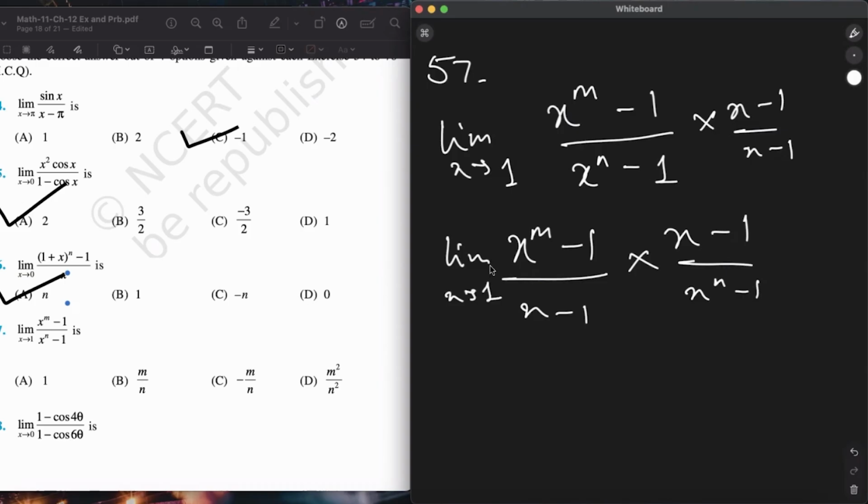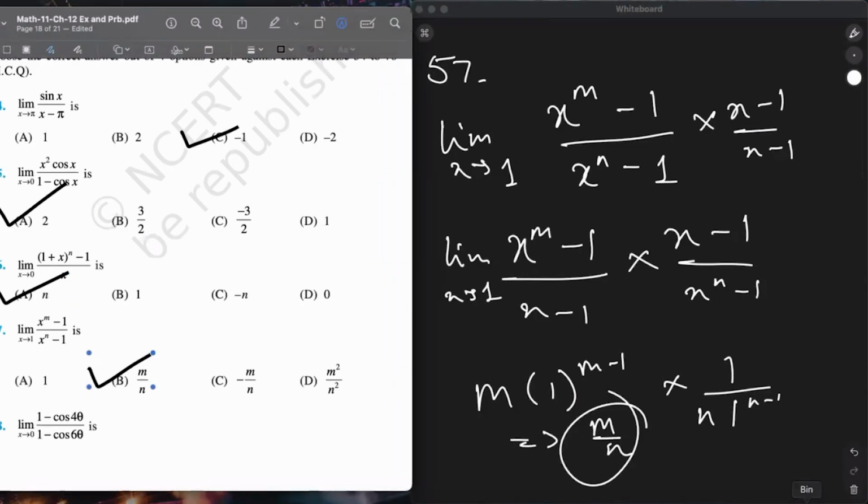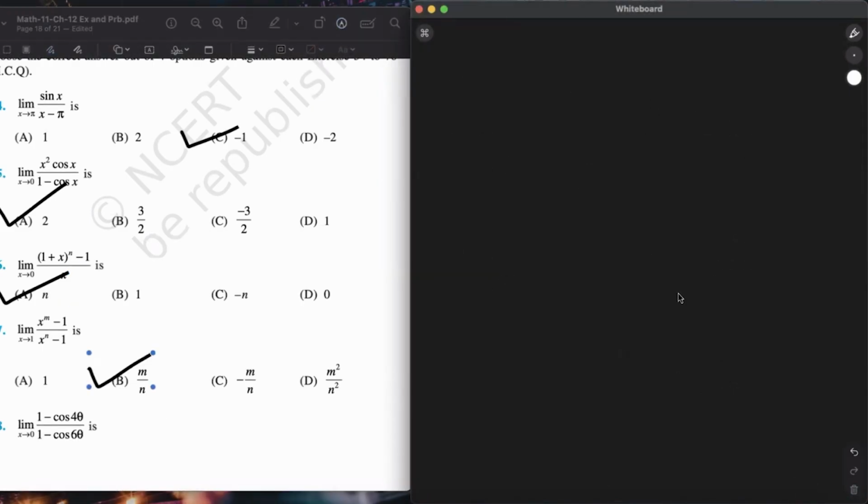So what do we have here? This one gives m, and this gives n: m times 1, upon n times 1. The answer will be m by n. Now, do we have any option? Yes, B. Let's see the next question. So next up we have question number 58.